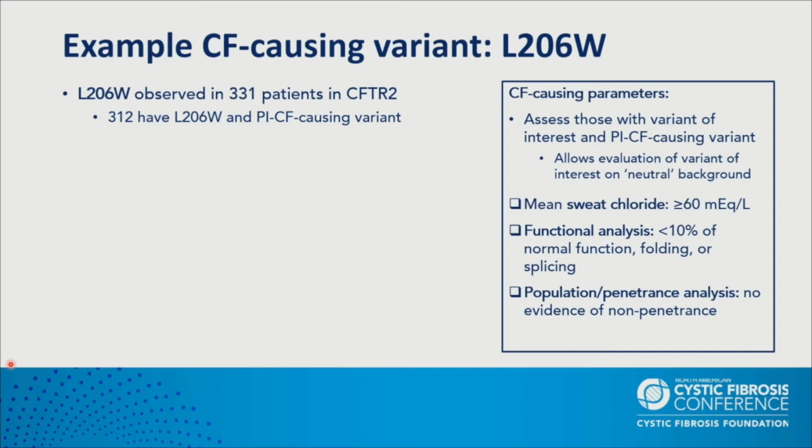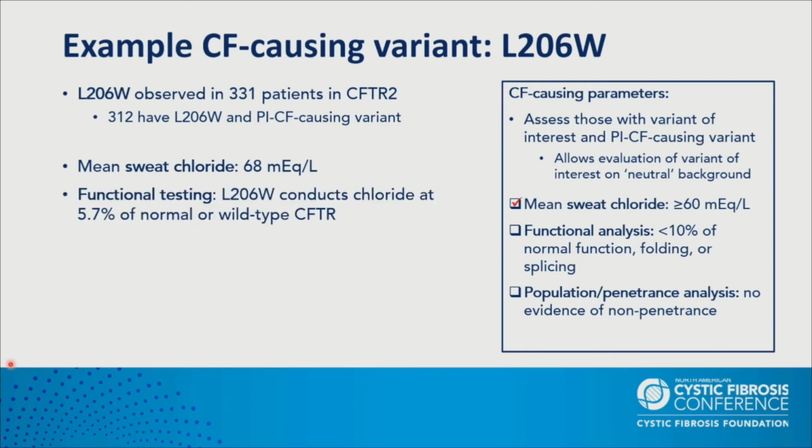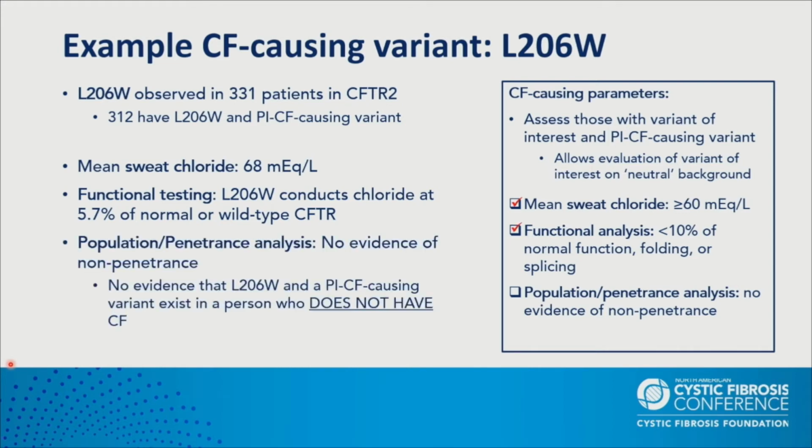So these are people that have one copy of L206W and one copy of something that doesn't have a lot of function, like delta F508, G542X, et cetera. The mean sweat chloride of this group is 68 milliequivalents per liter, so that ticks our sweat chloride box. The functional testing of this variant in the laboratory shows that it conducts chloride at just under 6% of normal, so that ticks our functional testing box, it's below 10%.